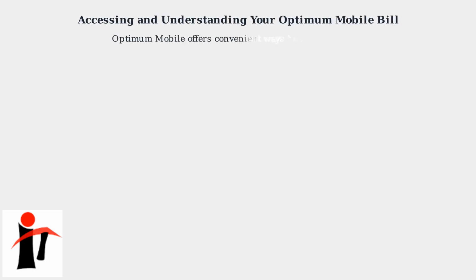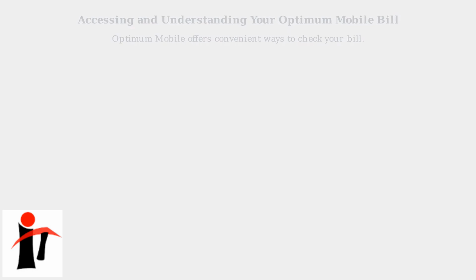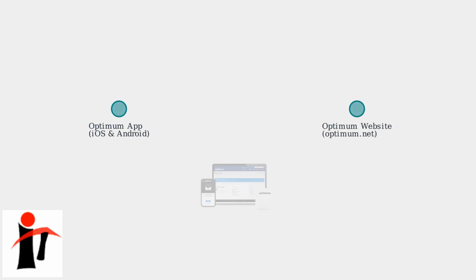Optimum Mobile provides several convenient ways to check your bill. You can access it through the Optimum app or the Optimum website. Both platforms allow you to view your current charges, download past statements, and review your billing history.